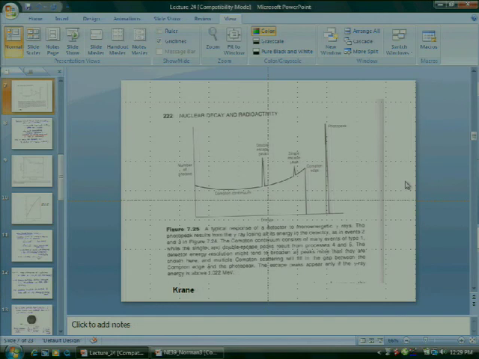That is, it really shouldn't be labeled that way. It should be labeled as the full energy peak, because that is the energy of the photons we're sending into the detector.